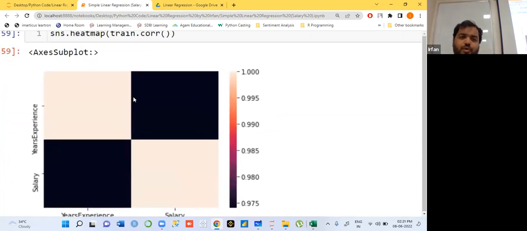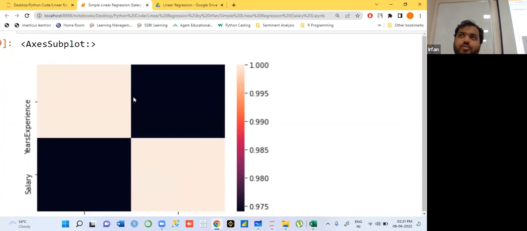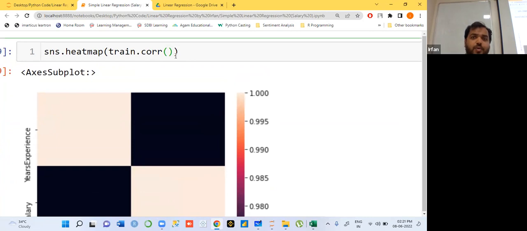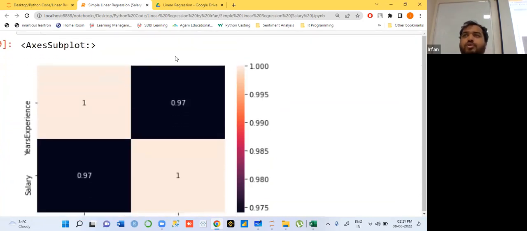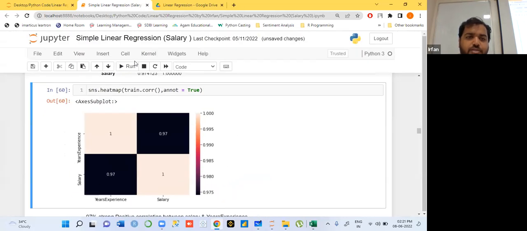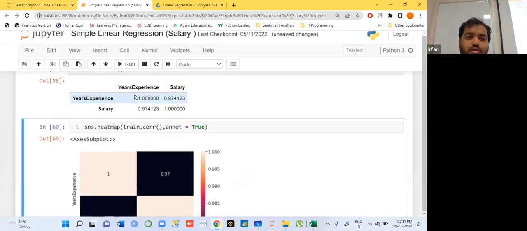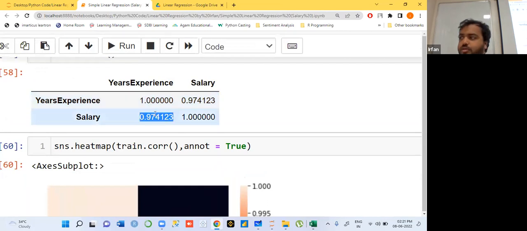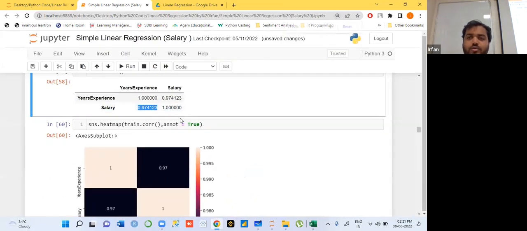Do we have numbers in the boxes, guys? Anyone? No. If you need a number inside a box, we use annot. So annot is used to give the number. Annotations. Clear? Can I say the number which I have, the same number I have in the above matrix? 0.97 only. Guys, any question, please ask.